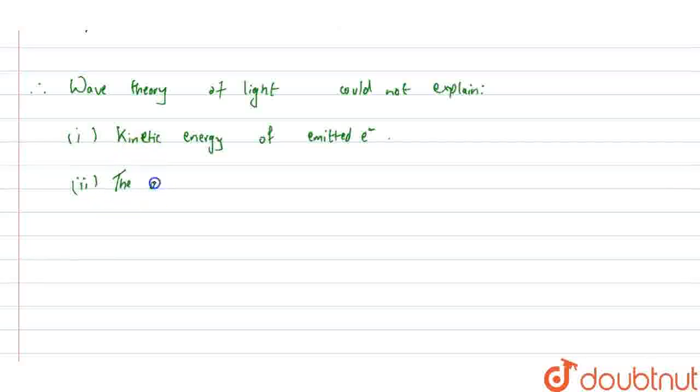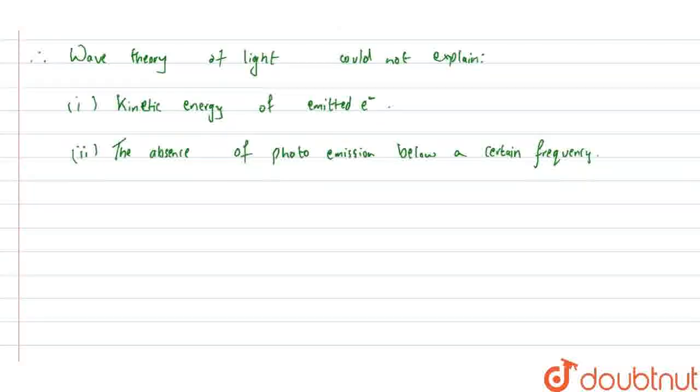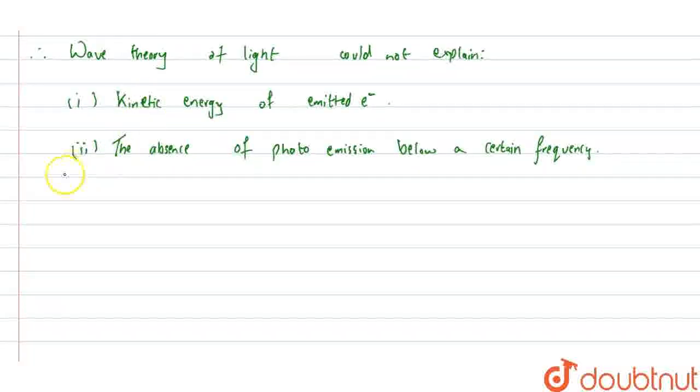The absence of photo emission below a certain frequency. Next, the last point is that it could not explain how there is spontaneous emission of photoelectrons. So the third point will be spontaneous emission of photoelectrons.